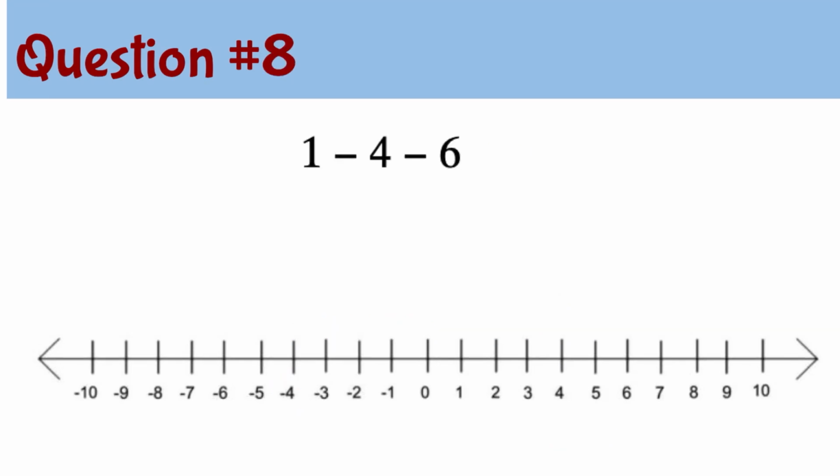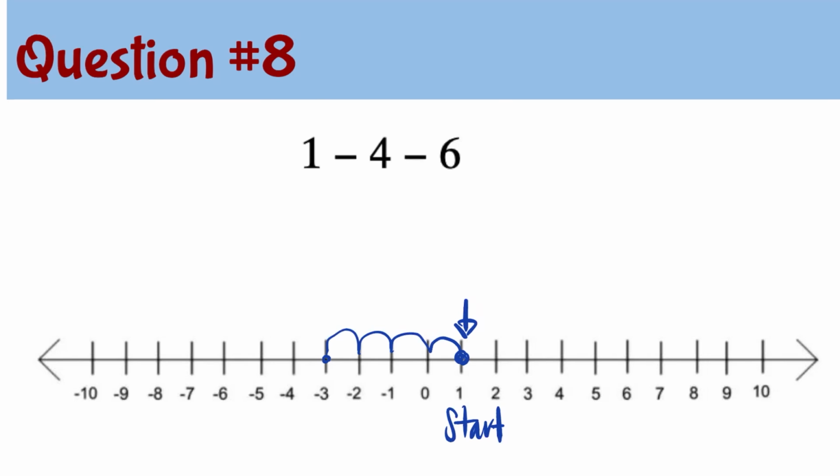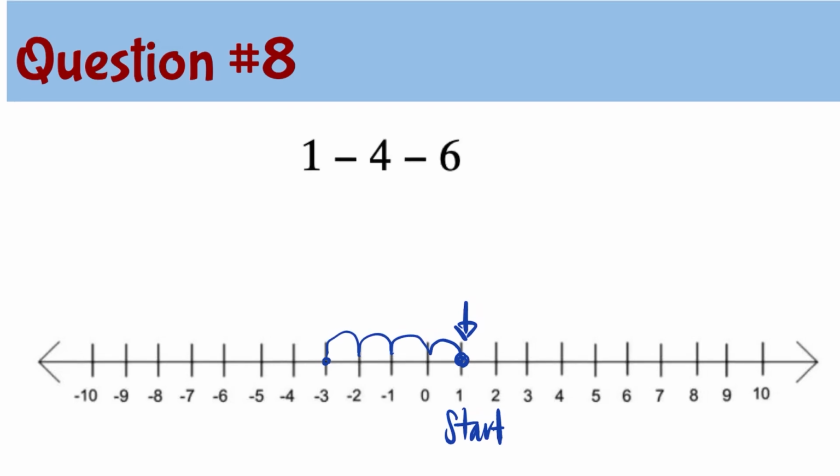Question number 8. 1 minus 4 minus 6. So for this question, we will begin first with the starting point 1. From 1, we're subtracting 4. So this means we go 4 units to the left. 1, 2, 3, 4. Now from this negative 3, we need to subtract 6, which means 6 units to the left. 1, 2, 3, 4, 5, 6. So the answer for this problem is negative 9.